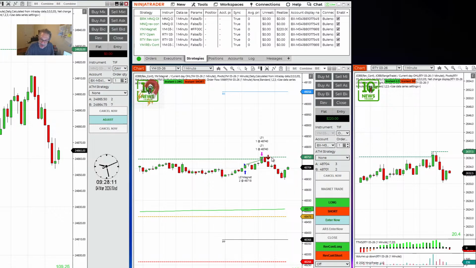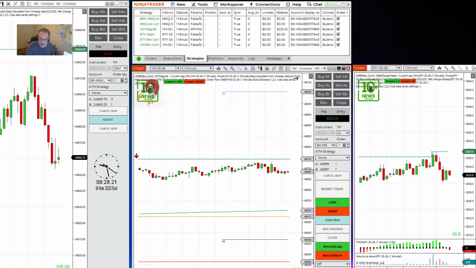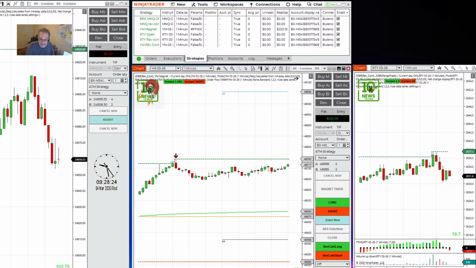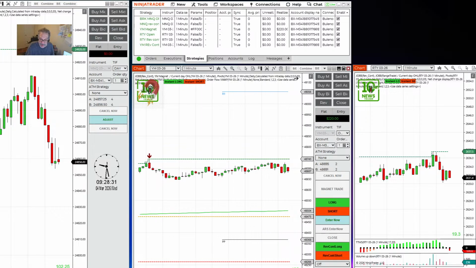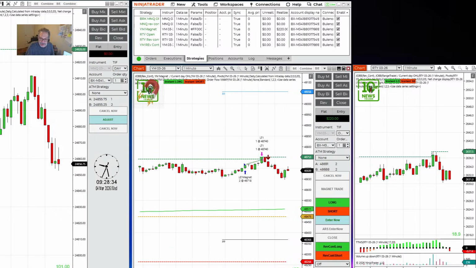The YM didn't really go very far through the high of day on this magnet test. It had a recent magnet test also, not that long ago, right? That weakens the next magnet, in my opinion. I'd rather have the first fresh magnet as my trade. So I'm just trying to come up with reasons why that might have been a better signal to take than others. I like nicely formed momentum bars on the squeeze.